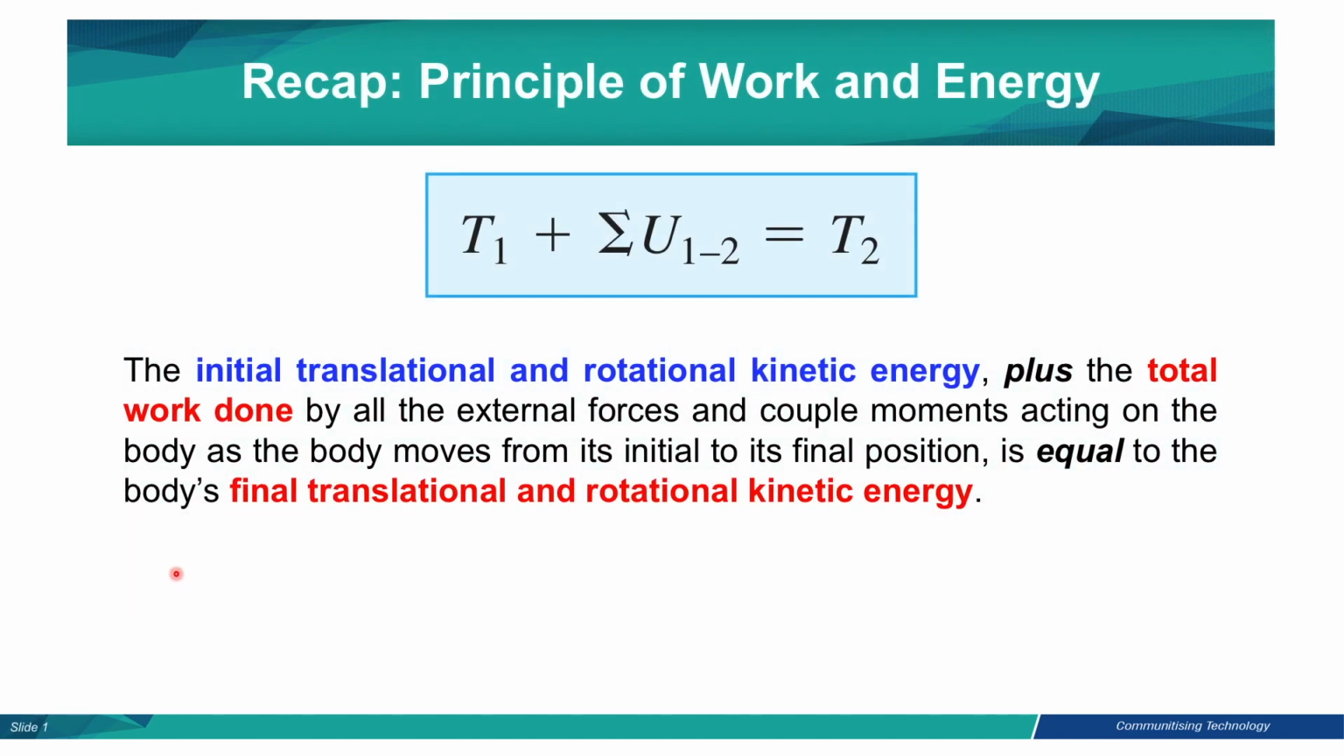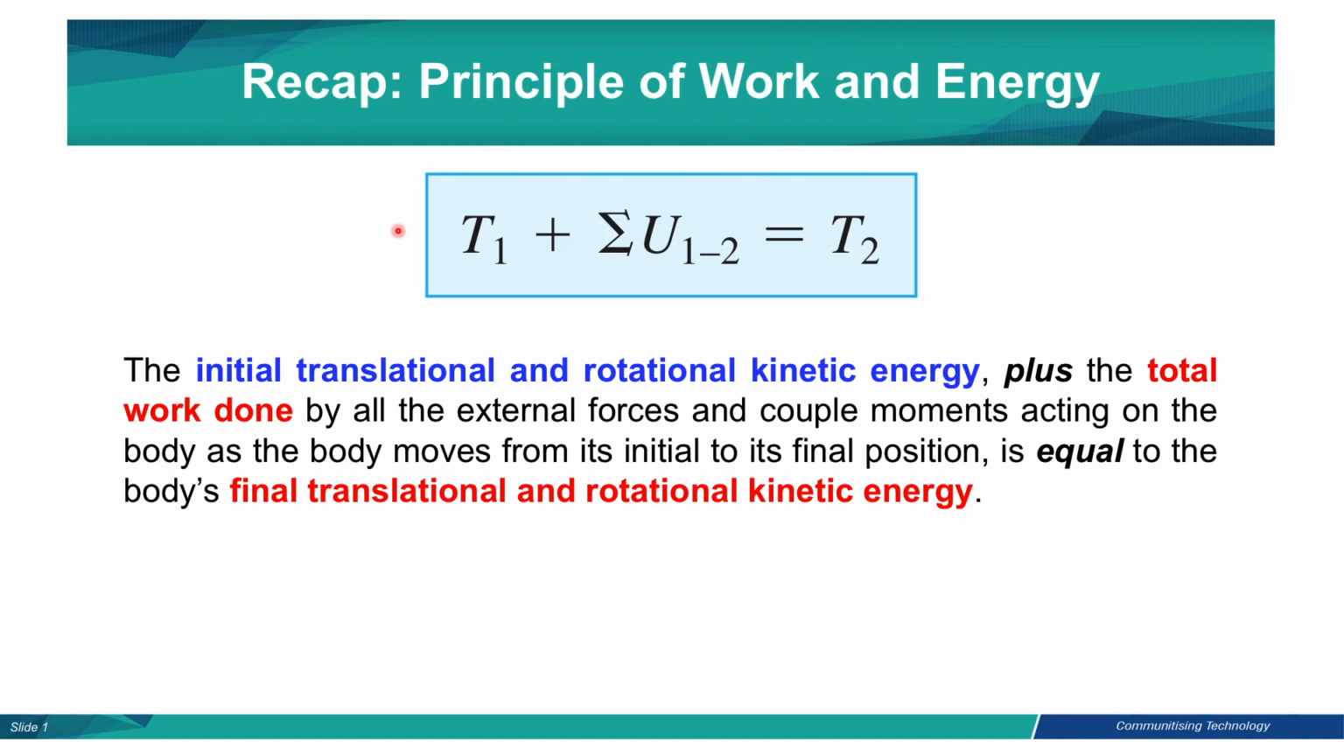Before we go into impulse and momentum, let's do a bit of recap. Previously, we have learned about the principle of work and energy. It states that the initial kinetic energy plus the total work done to move from position 1 to position 2 is equal to the final kinetic energy. Now, the kinetic energy can be translational, rotational, or can also have both translational and rotational terms. This is what we have covered in the principle of work and energy.